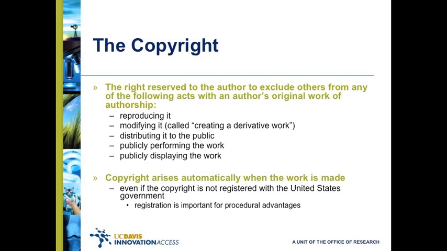The copyright provides the author the ability to exclude others from any of the following acts with the author's original work: reproducing it, modifying it, which is called creating a derivative work, distributing it to the public, publicly performing the work, publicly displaying the work. The copyright arises automatically to the owner when the work is made. Even if the copyright is not registered with the Copyright Office in the United States, there nonetheless is a copyright. However, registration of that copyright is important for certain procedural advantages.